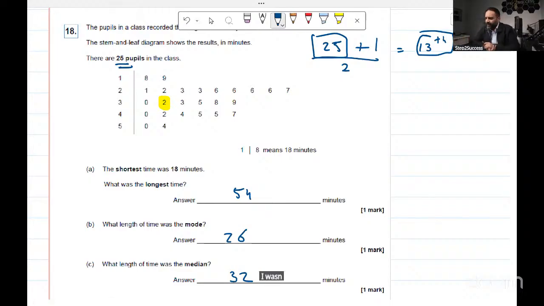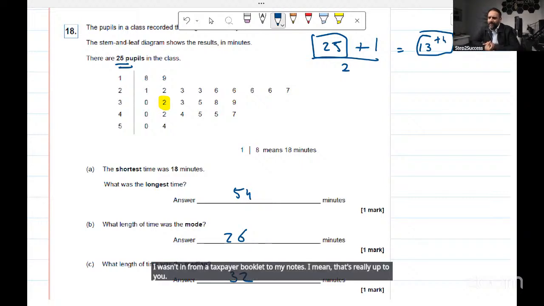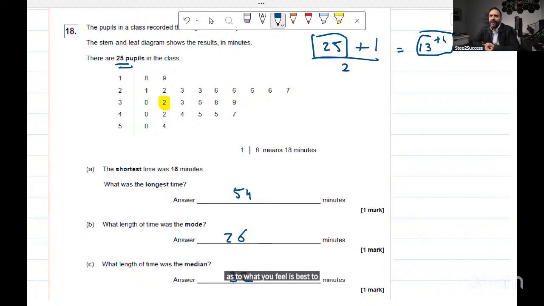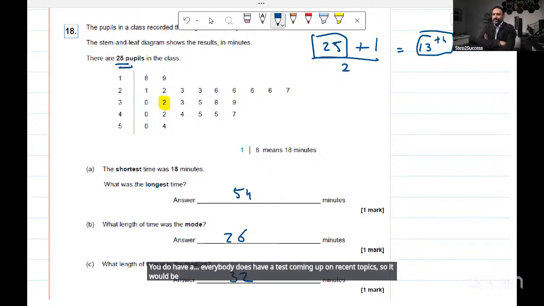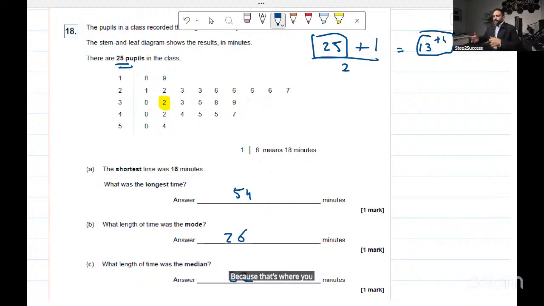I wasn't in for a long time, spare booklet. Do I need to do my notes? I mean, that's really up to you. I'm going to leave that up to your discretion, as to what you feel is best to do. Everybody does have a test coming up on recent topics. So it would be advisable to do some notes on the topics, so that you learn stuff in anticipation for the test. In my opinion, the best form of learning is to do the notes, because that's where you actually are retaining the information that we do.